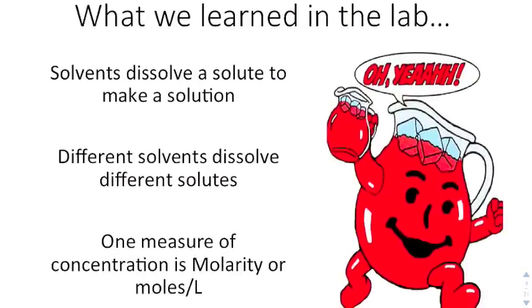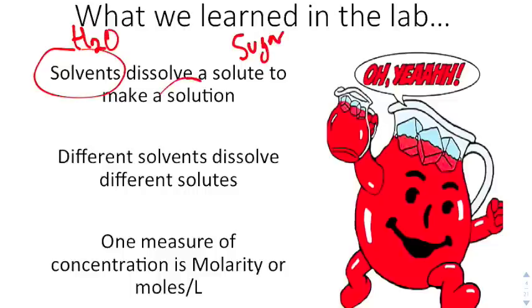Okay, what we learned in the lab. We learned that solvents dissolve a solute to make a solution. I know that's kind of difficult to say, but the solvent is the material that does the dissolving. The solute is whatever you're dissolving. So if you look at Kool-Aid, the solvent would be something like water, the solute would be the Kool-Aid powder or sugar, and then the solution would be the combination of the sugar and the water together.